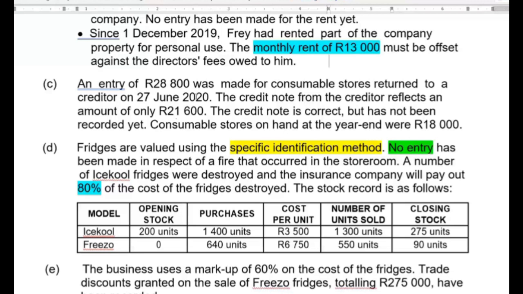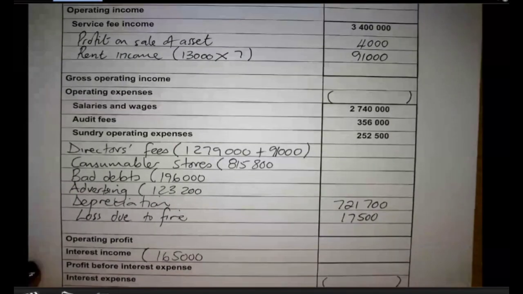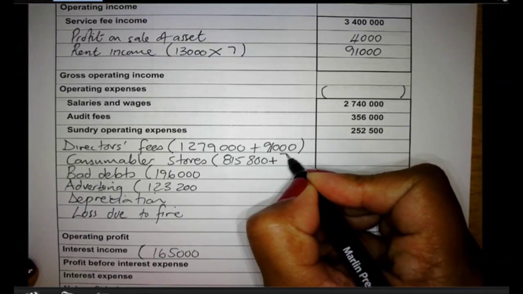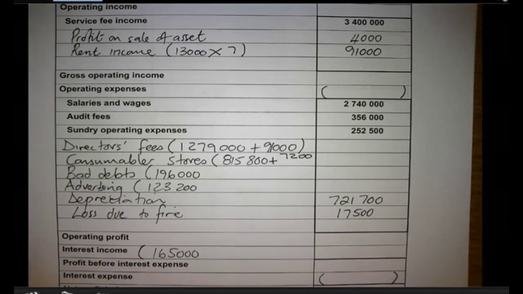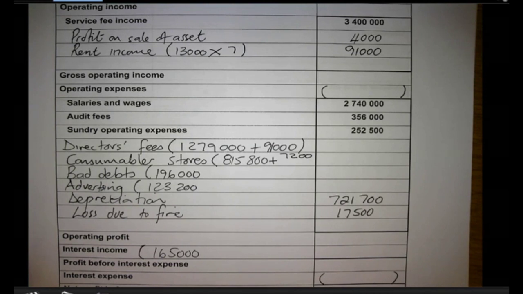Okay? And my rule is if I minus too much, then I must add back. Returns is a minus, so I took too much away. So I must do the opposite operation. So the first thing I'm going to do is work out the difference between that and that. Okay, so 28,800 minus 21,600, and that gives me 7,200. So I minus 7,200 too much, so I'm going to add it back. Okay, so I'm going to add the 7,200 back.